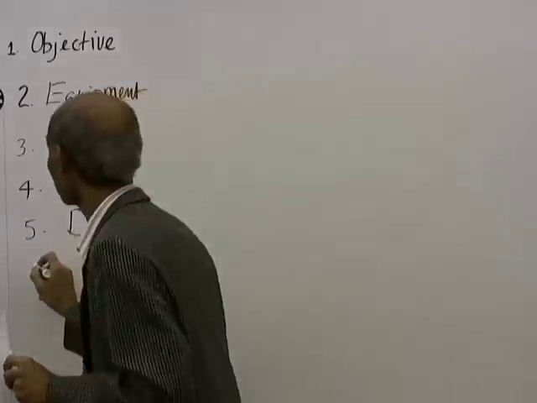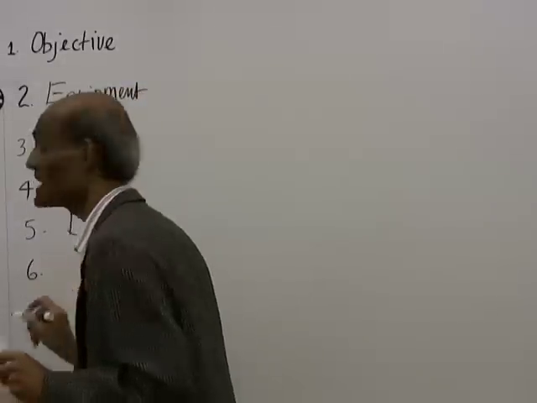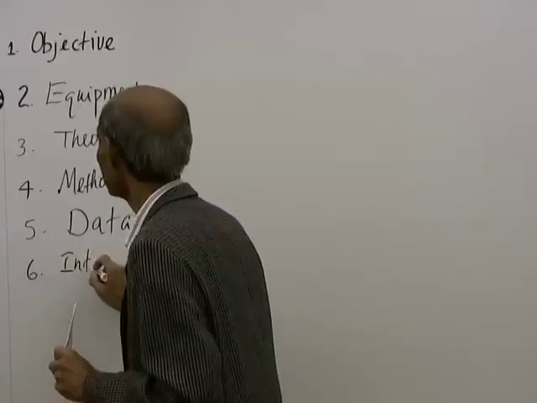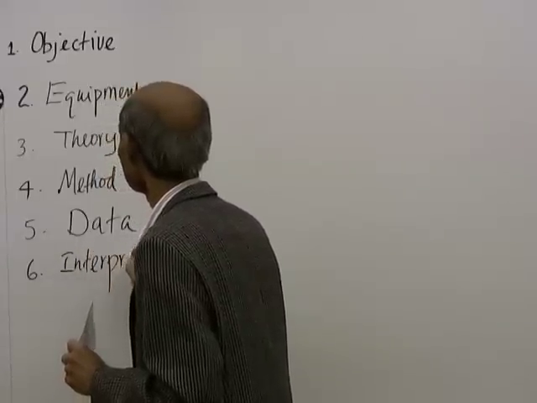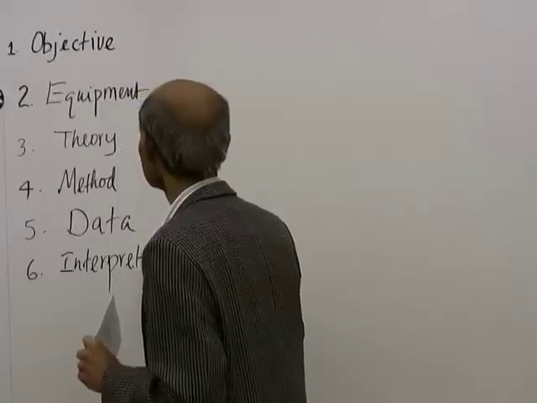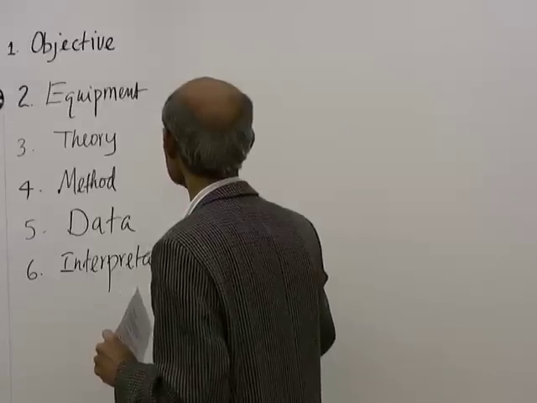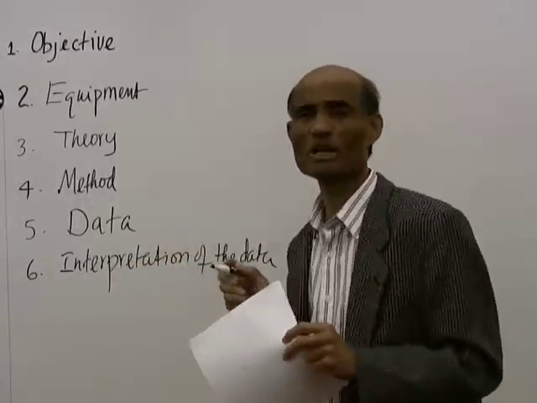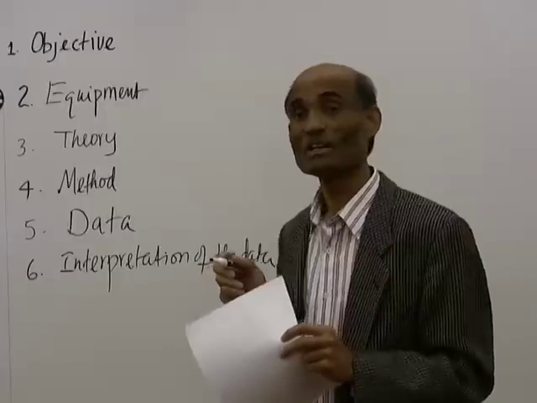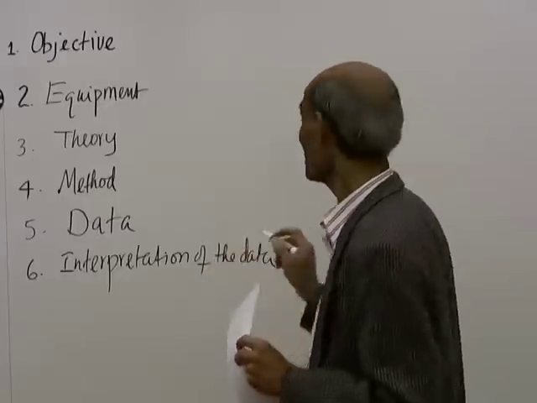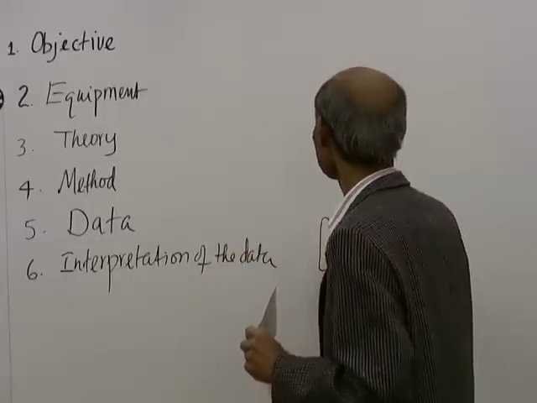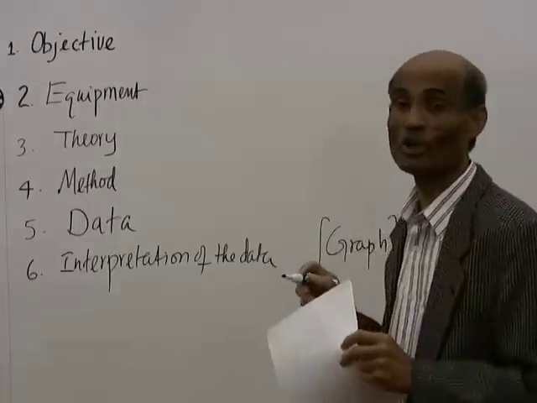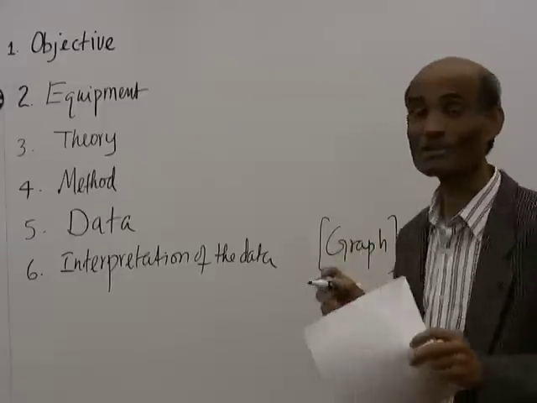And now, number 6 is interpretation of the data. How did you interpret the data? Now, what would you expect to put in under this title? Interpretation of the data is generally the graph. Now, in most experiments, you will be required to draw a graph.